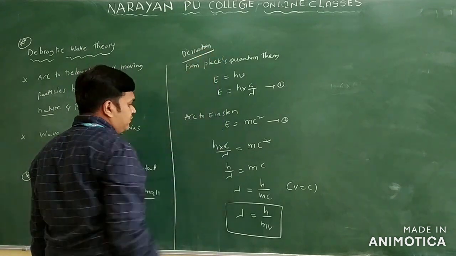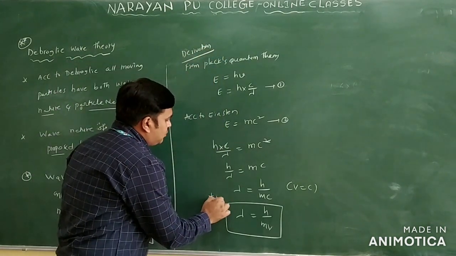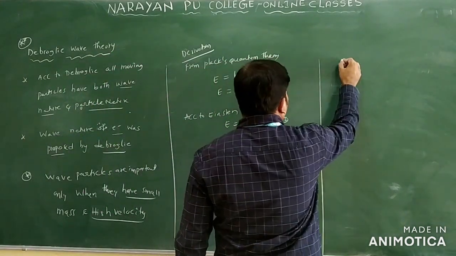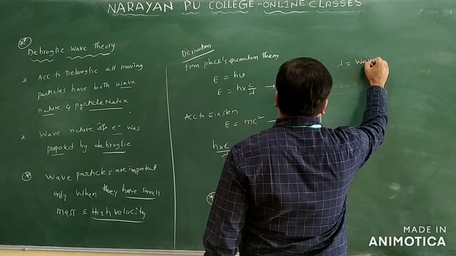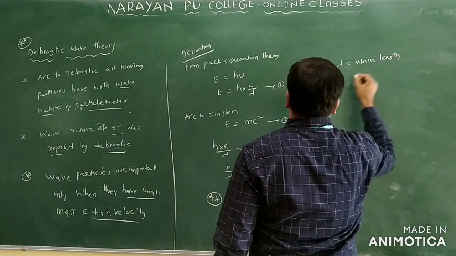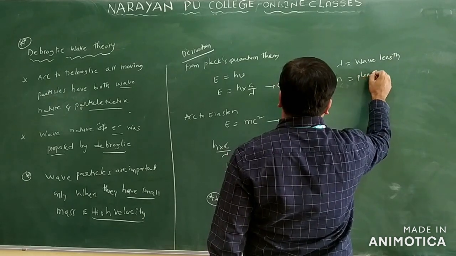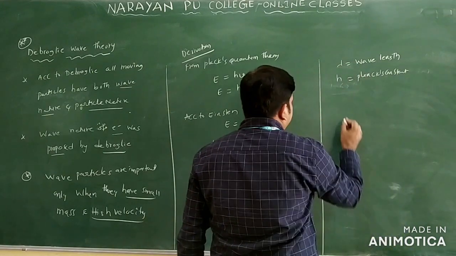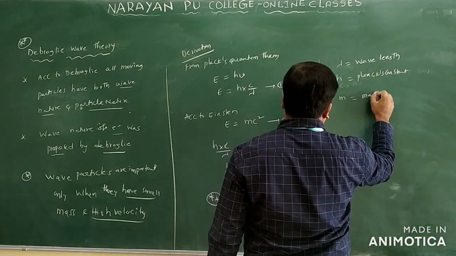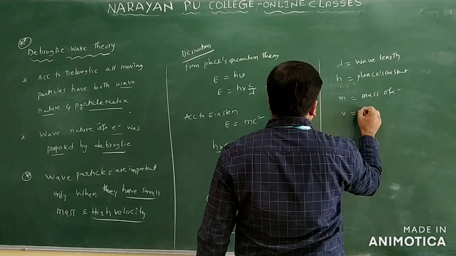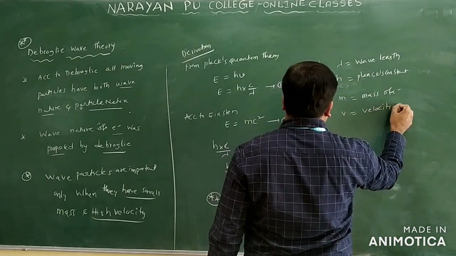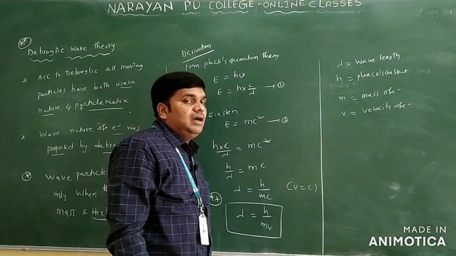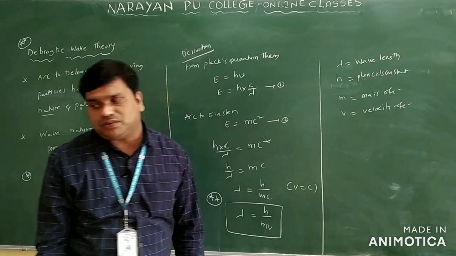This is the derivation we have. What is the formula you got? Lambda is equal to h by mv, a very important formula. Lambda is the wavelength. h is Planck's constant, you know this value in joules and erg per atom. m is the mass of the electron, and v is the velocity of the electron. So these are the terms in de Broglie's wave theory. What is the formula I got? Lambda is equal to h by mv.